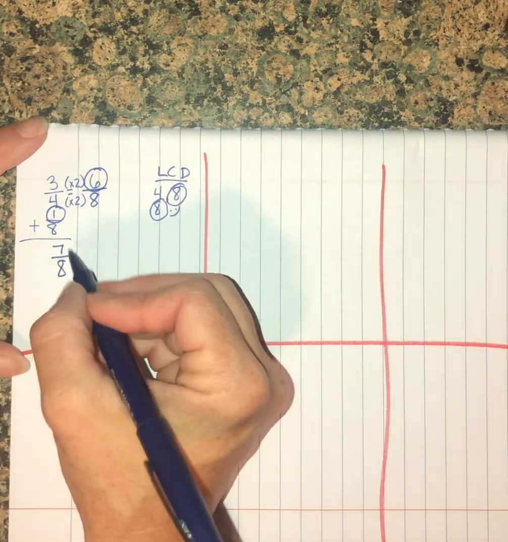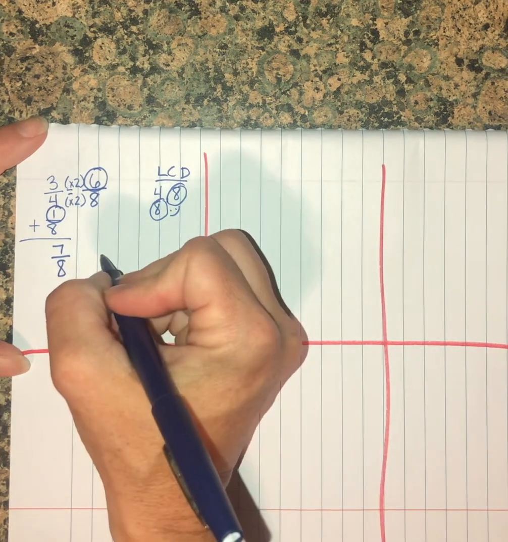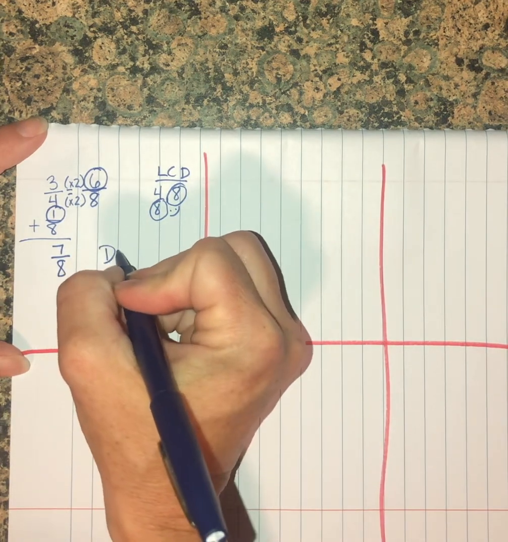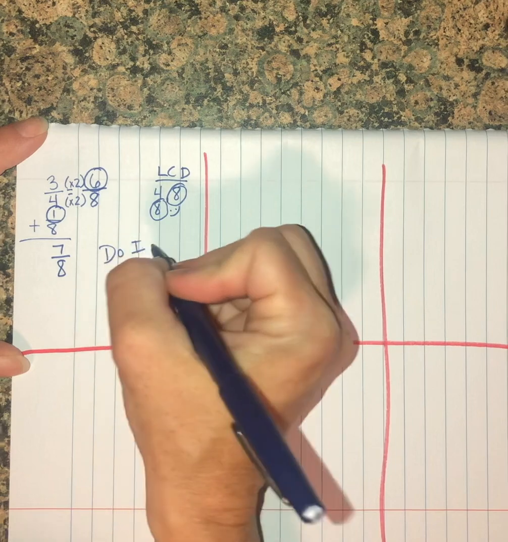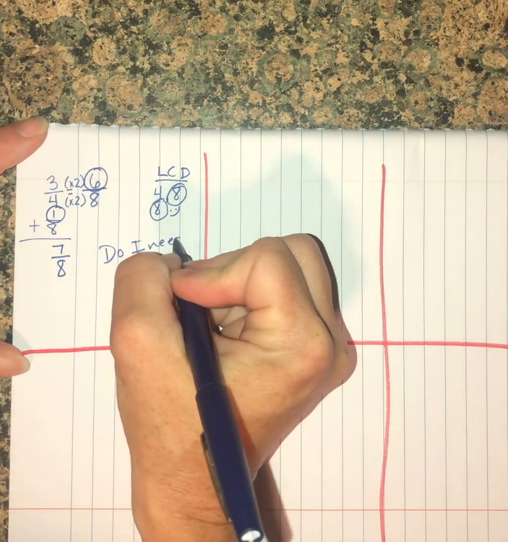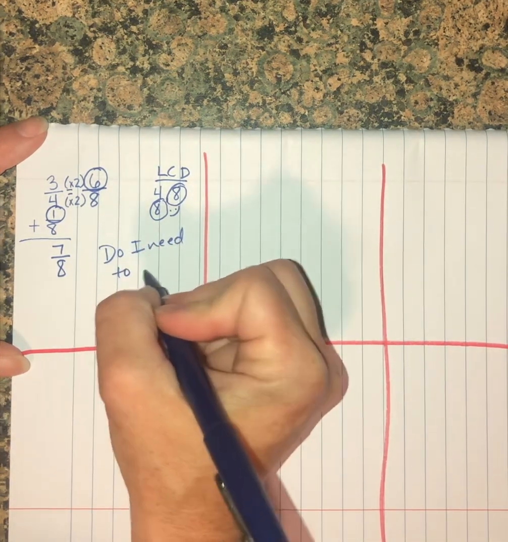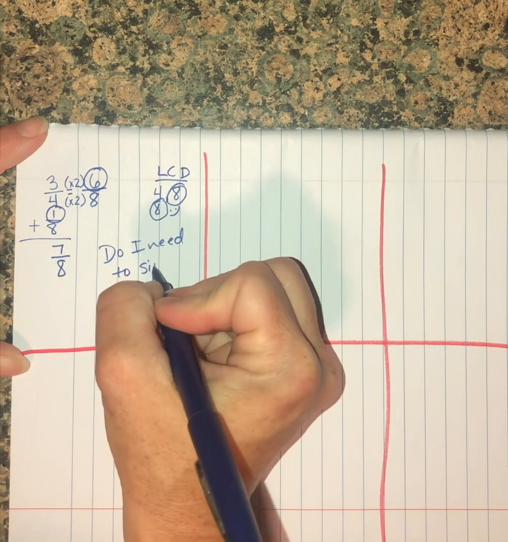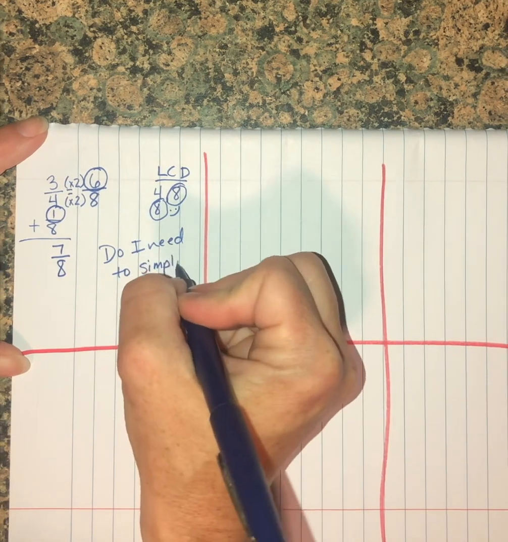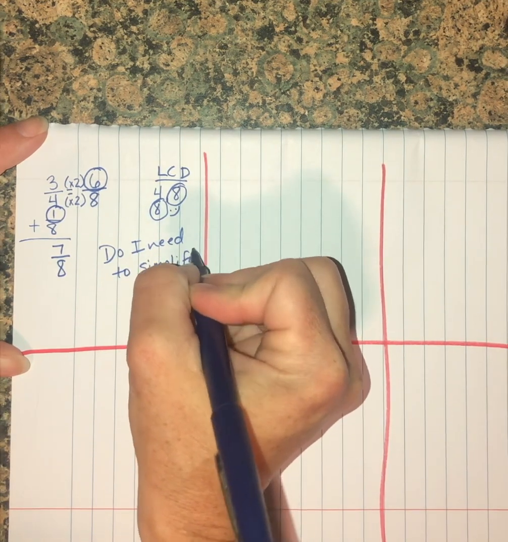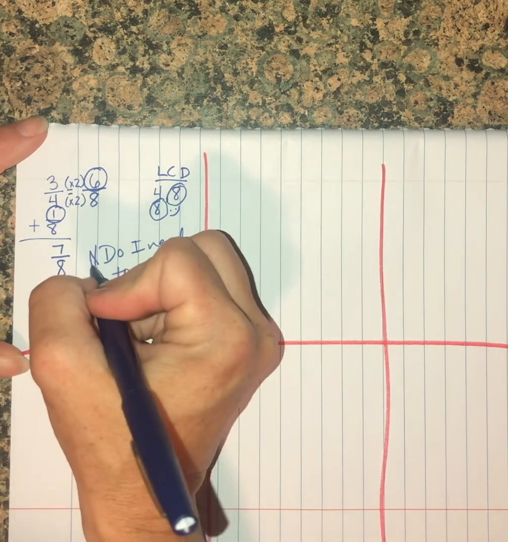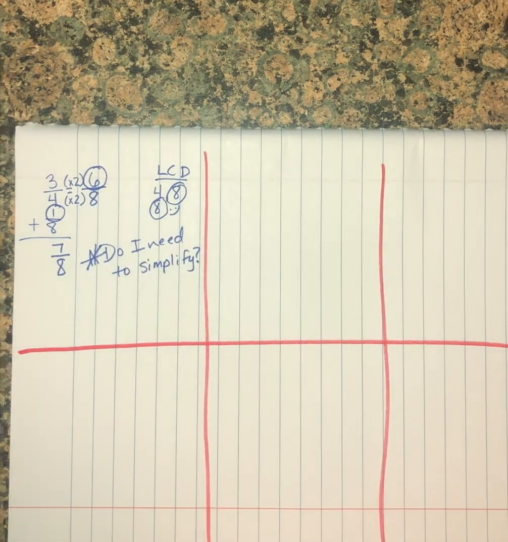Anytime you come up with your solution, always ask yourself, do I need to simplify? In this case, we don't, but most of them you still have an extra step, so just be really careful and always, always ask yourself that question.